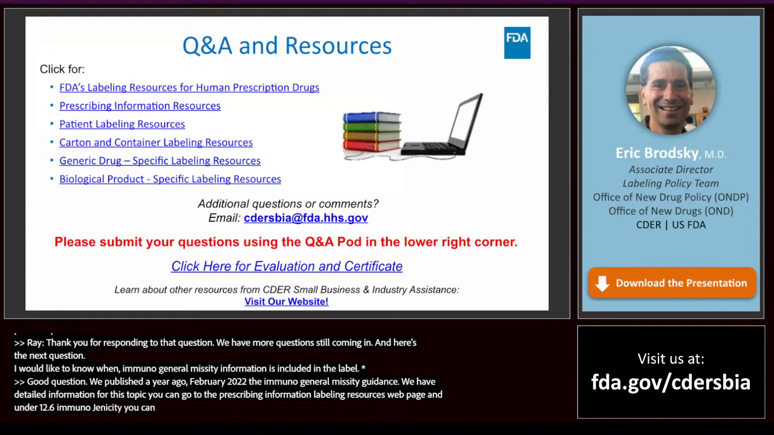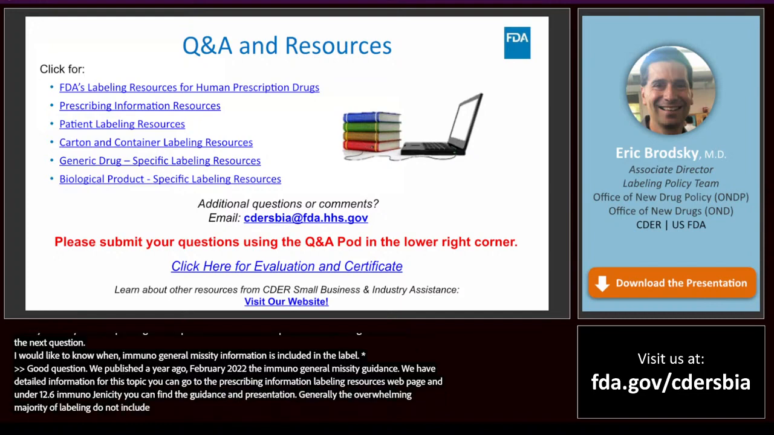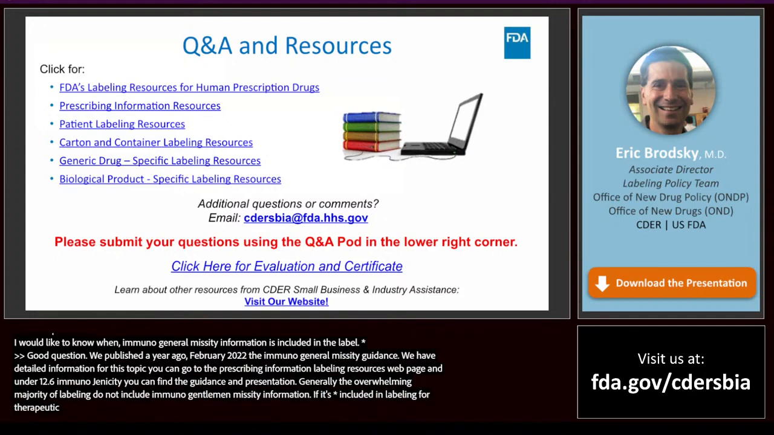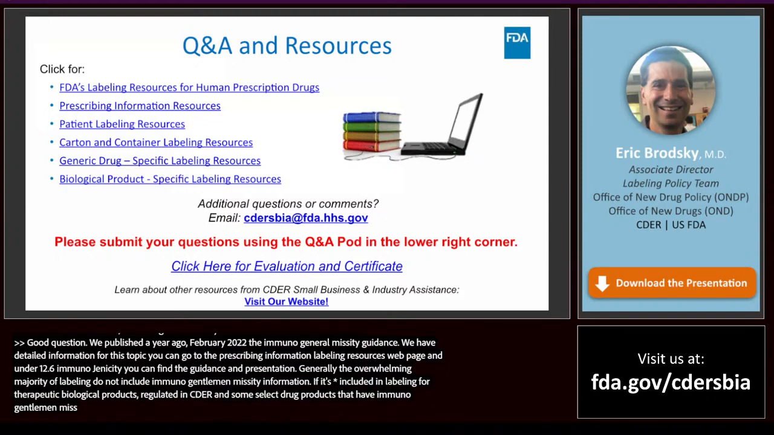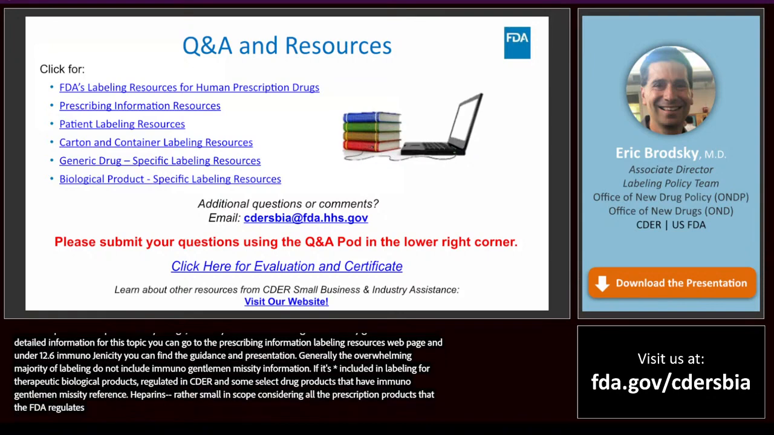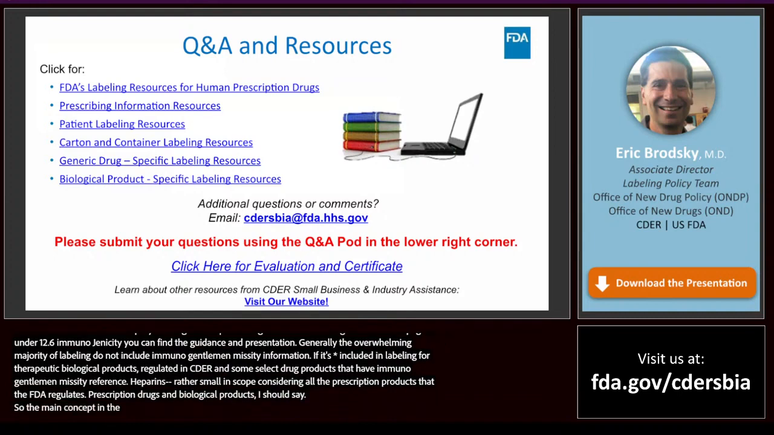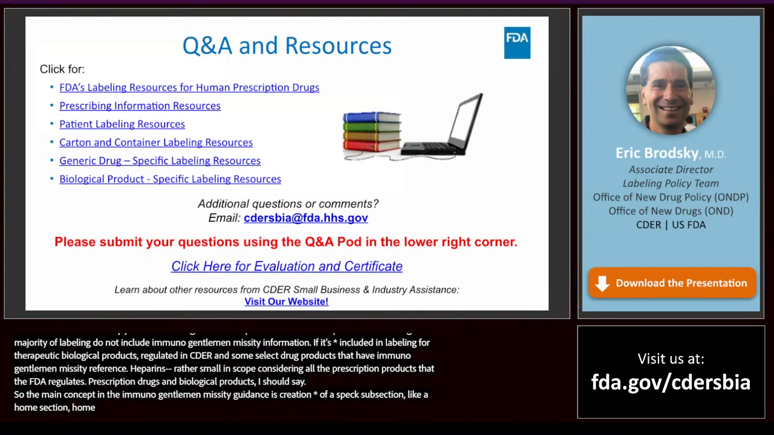But just generally, the overwhelming majority of labeling do not include immunogenicity information. Immunogenicity information is included in labeling for therapeutic biological products regulated in CDER and some select drug products that have immunogenicity assessments, such as heparins, oligonucleotides. So it's rather small in scope considering all the prescription products that the FDA regulates, prescription drugs and biological products, I should say. So the main concept in the immunogenicity labeling guidance is creation of a specific subsection, like a home subsection for immunogenicity information.